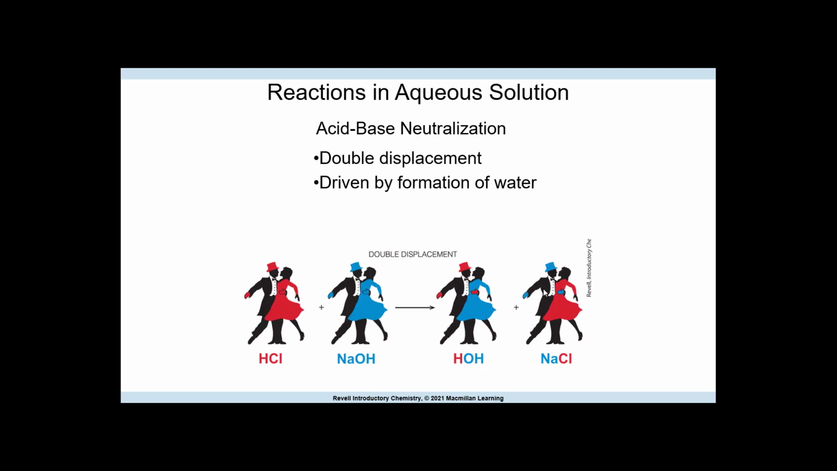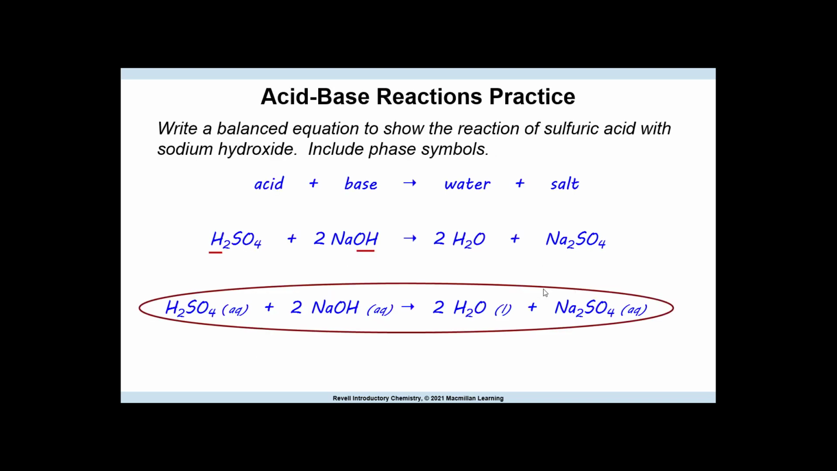So what I just said here, I'm giving you a visual so you can remember what's going on. It's a double displacement that produces water and a salt. It is driven by the formation of water. This reaction wants to occur to form water. All right, so let's look at one more example.